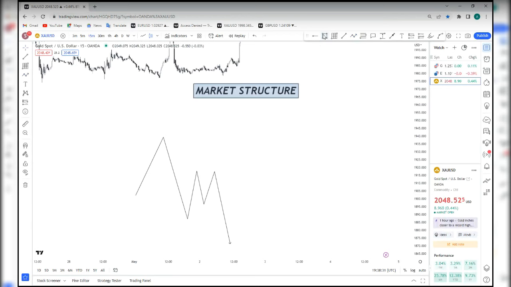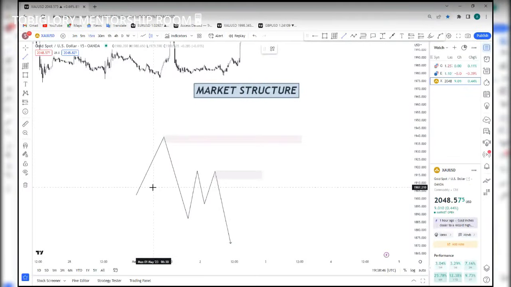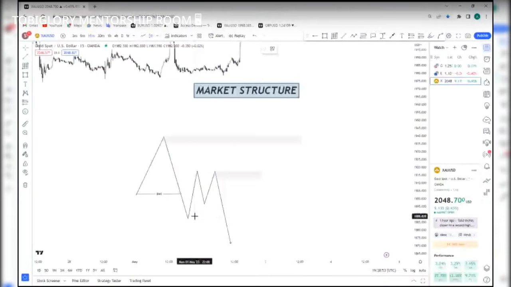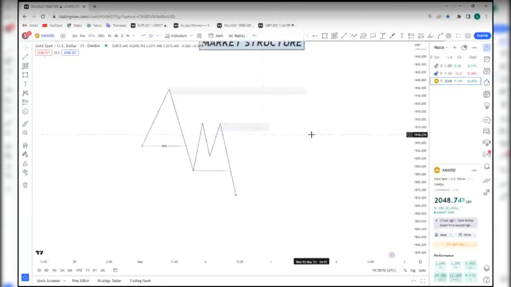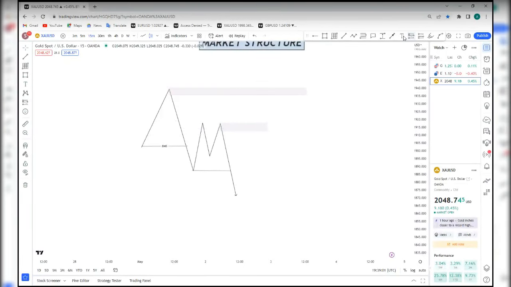Now, let's work together here. If you are not in a noisy place, I would like you to unmute yourself so that you can answer this question. We have a break of structure, break of structure, then another break. Now, if you are meant to sell, if you are meant to look for our point of interest, okay, let me leave you something here.